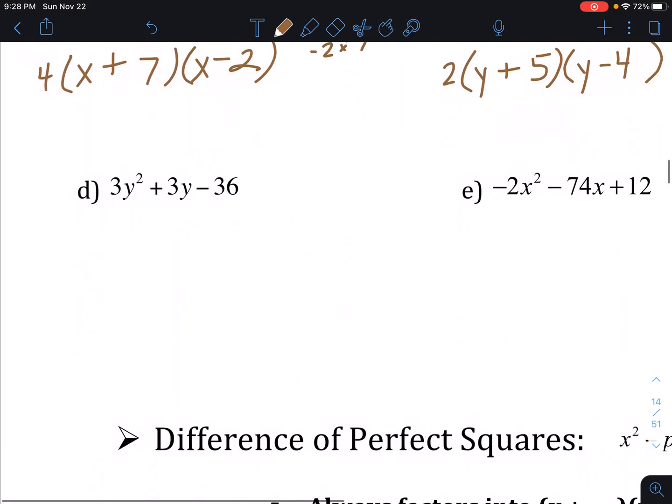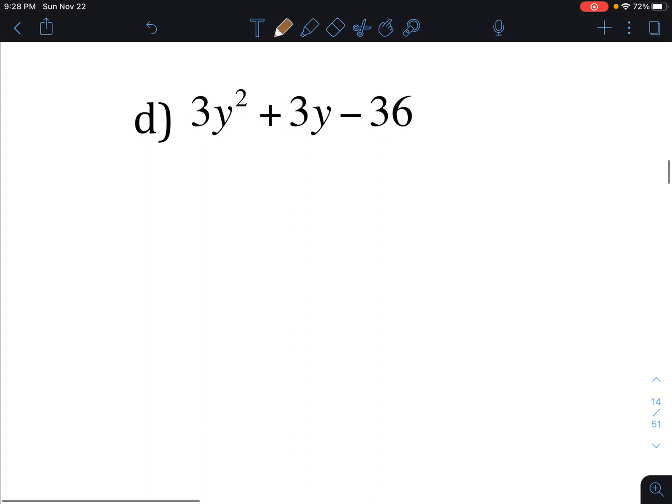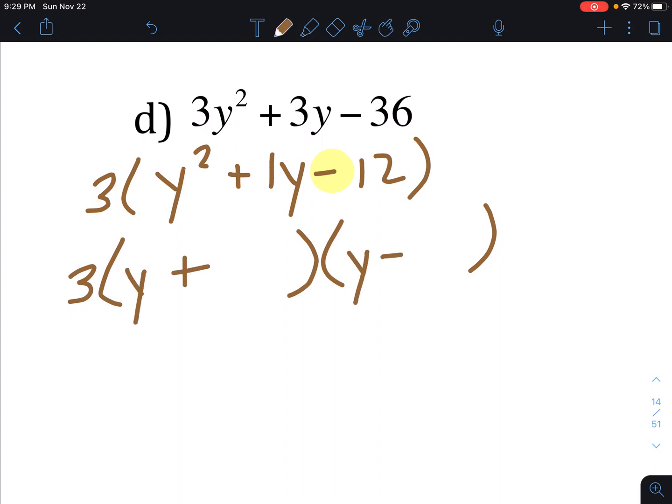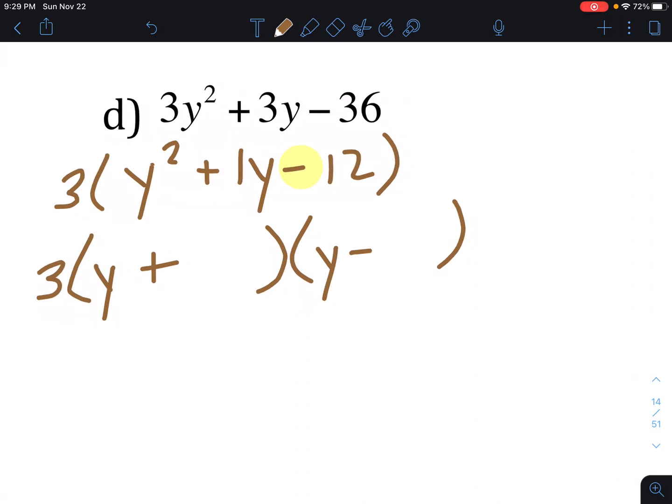All right, do I have a GCF in D? Yes, I do. 3. And then divide to have y squared plus 1y minus 12. I can factor that trinomial more. Bring down your GCF. Your signs, look at your C first. It's a minus, so that would be plus minus. So I need two numbers that multiply to get 12 and subtract to get 1. That's easy, 3 and 4.